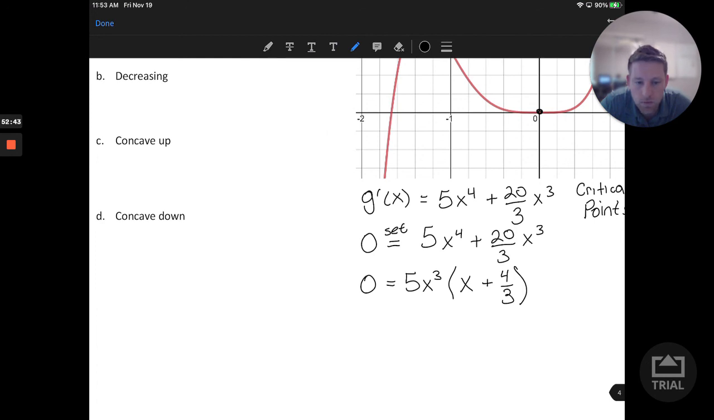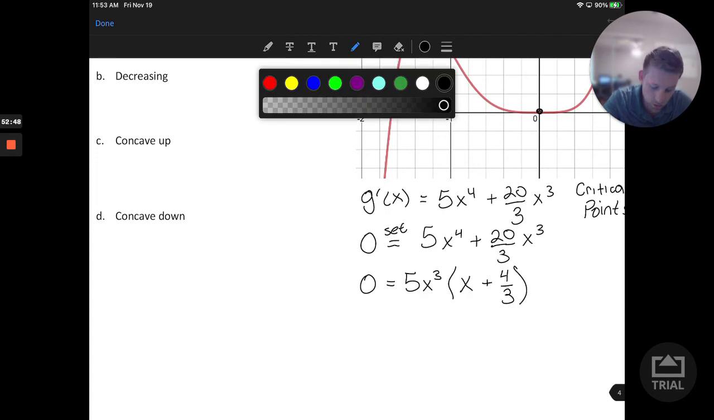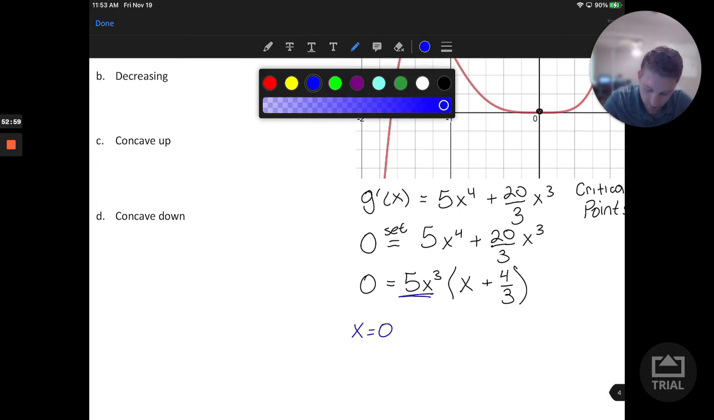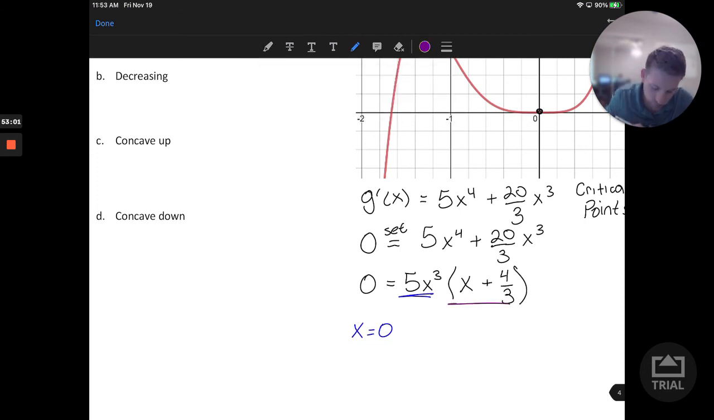So setting both of these 2 separate pieces equal to zero, one critical point could be found by setting 5x to the 3rd equal to 0. That's certainly just going to give us 0. And if I set the second factor equal to 0, this one is going to be forced to be negative 4/3. So we have really 2 critical points here where our first derivative is equal to 0. We'd say that's 0 and negative 4 over 3.